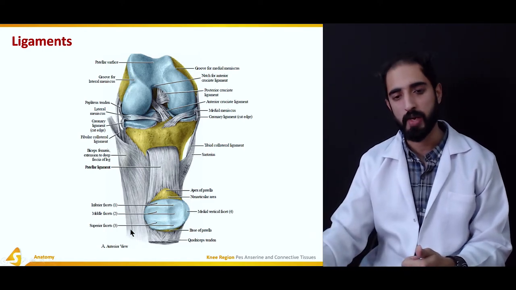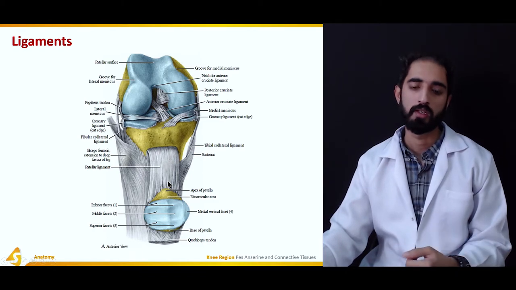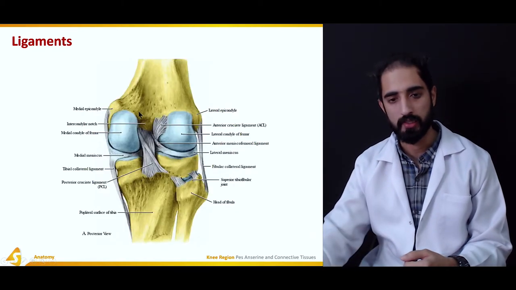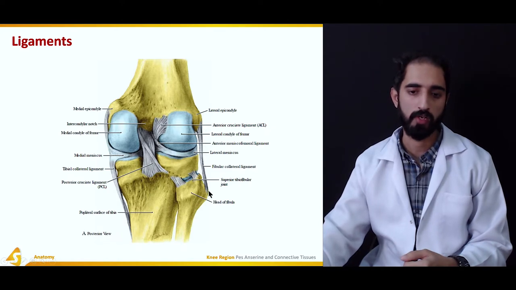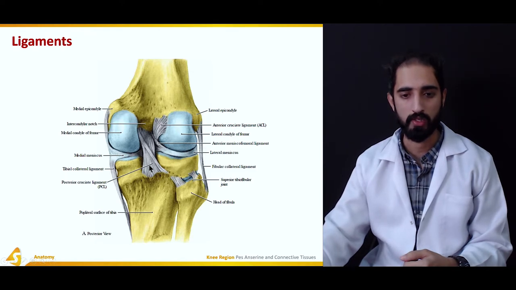Another ligament here is the patellar ligament, which attaches the patella and thus the quadriceps to the tibia via the tibial tuberosity. Here we can again see the lateral or the fibular collateral ligament. Here we have the medial collateral ligament with its attachment with the medial meniscus, no attachment of the lateral meniscus with the lateral collateral ligament. And here we can see the posterior cruciate ligament and anterior cruciate ligament.